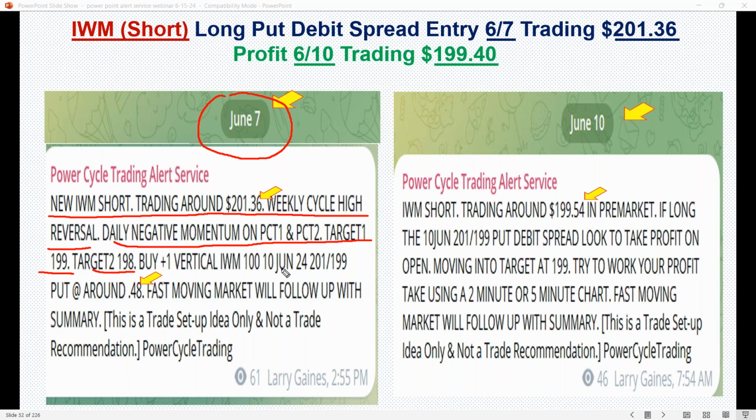So I set this up doing just a put debit spread, the 201, 199. Set this out to put it on at around, because you might get it better, you might get a little bit worse, but around 48 cents, $48. That was the max risk for this trade. And then it came in Monday, the 10th, boom, right on the open.